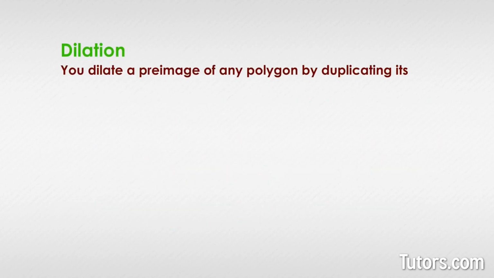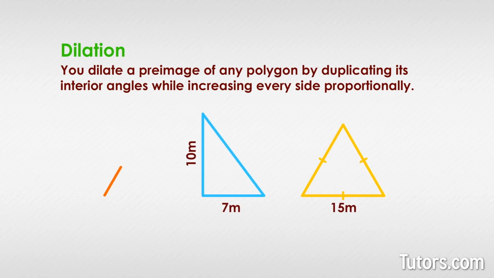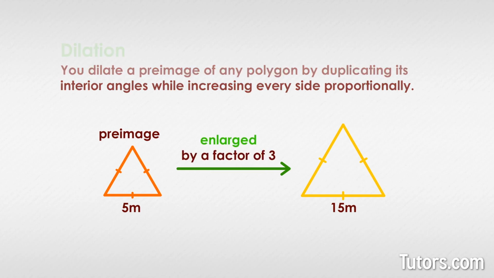You dilate a preimage of any polygon by duplicating its interior angles, while increasing every side proportionally. Which triangle image, yellow or blue, is a dilation of the orange preimage? The yellow triangle, a dilation, has been enlarged from the preimage by a factor of 3.